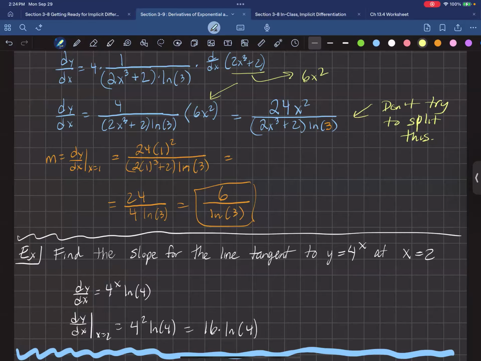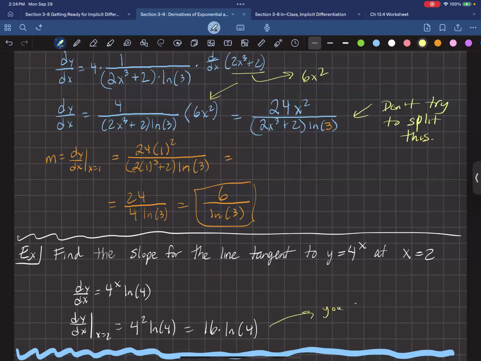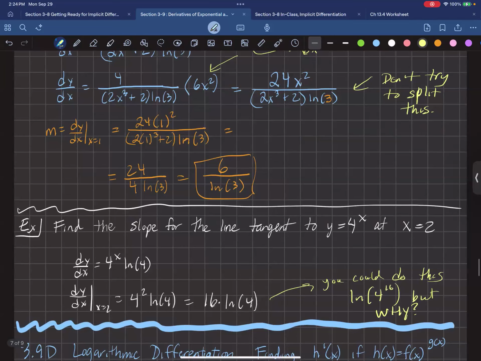Again, stuff doesn't combine. I mean, you could do this, ln of 4 to the 16th power, but why would you ever want to raise anything to the 16th power? So it's just 16 natural log of 4, whatever that value is, and calculate it. If you need a decimal, go with it. Next, we're doing logarithmic differentiation.